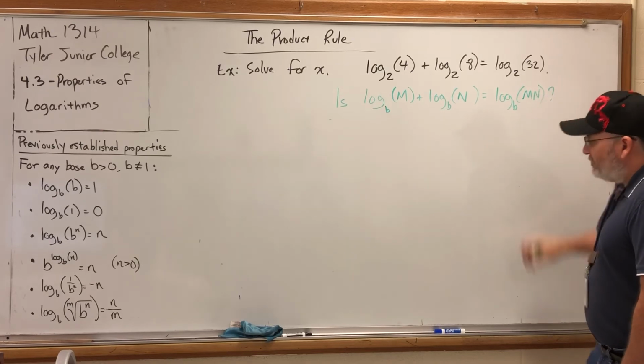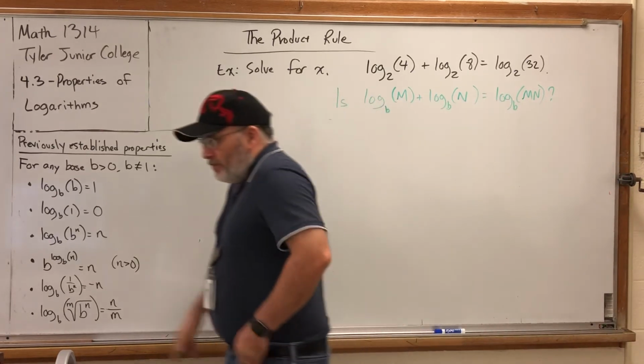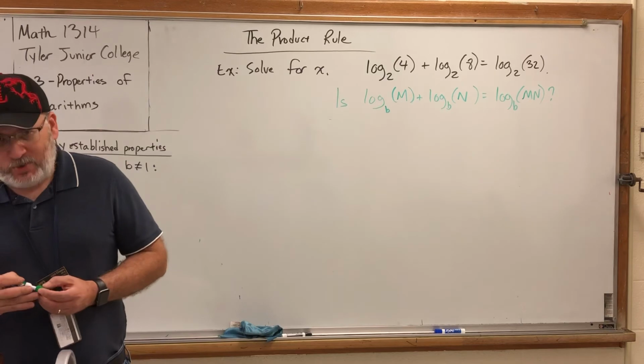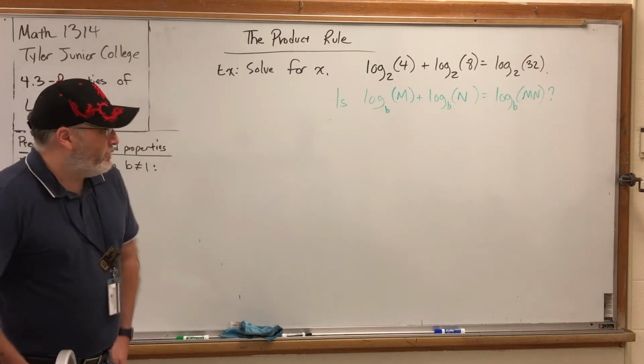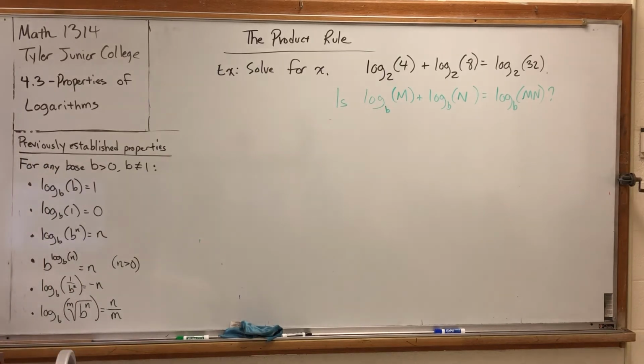Now, at this point, this is still a conjecture. One piece of evidence doesn't make something true. It merely suggests that it might be true. So is log base b of M plus log base b of N equal to log base b of M times N? Well, in the next video, we'll see if this is actually true all the time.